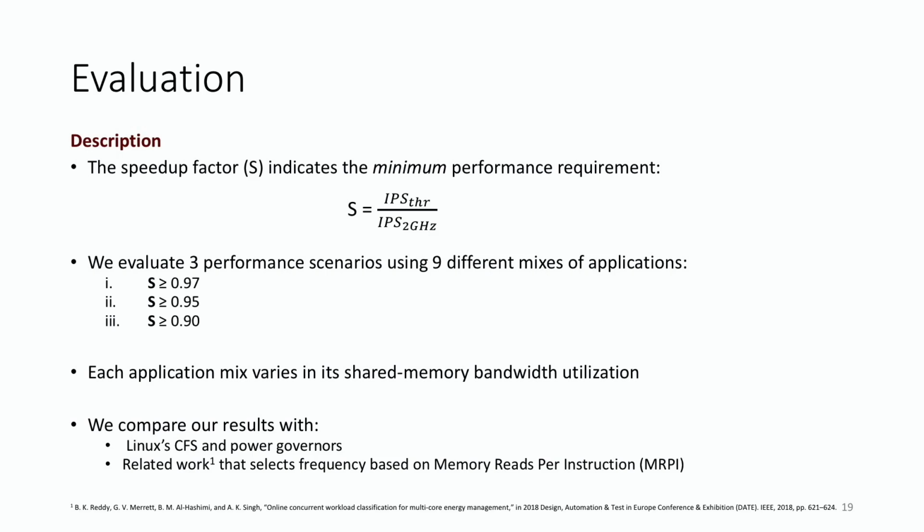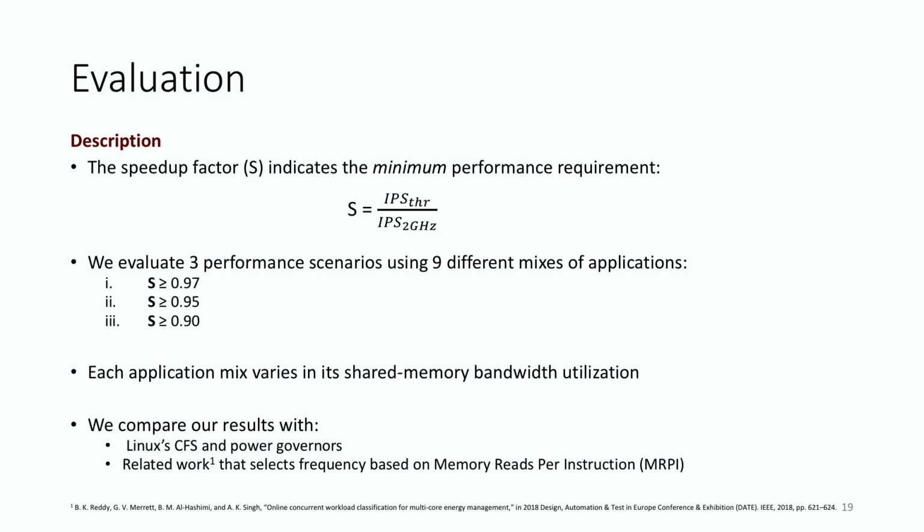We use the metric speedup factor as a baseline to evaluate the performance of each group of applications. This metric indicates a performance ratio which is normalized to the maximum possible instructions per second of the specific workload. For example, if a group achieves a speedup factor of 0.97, it implies that it was able to execute at 97% of its maximum possible performance as measured by instructions per second.